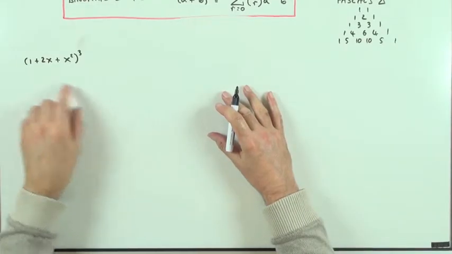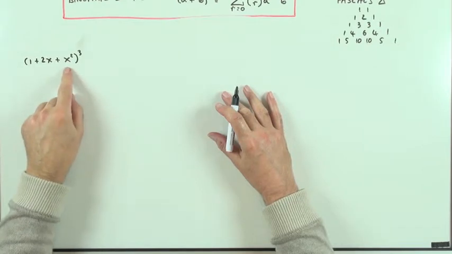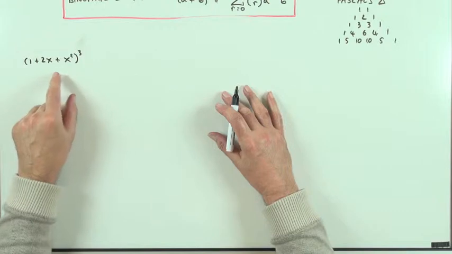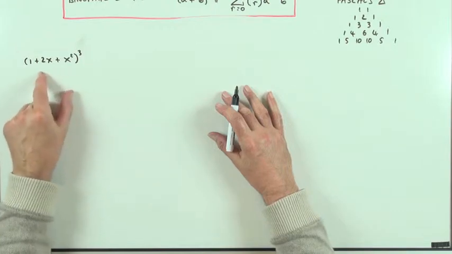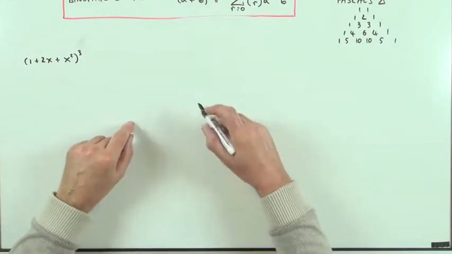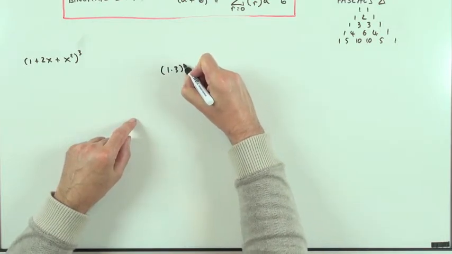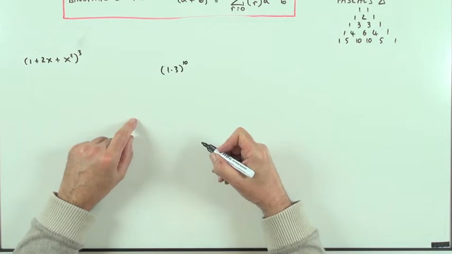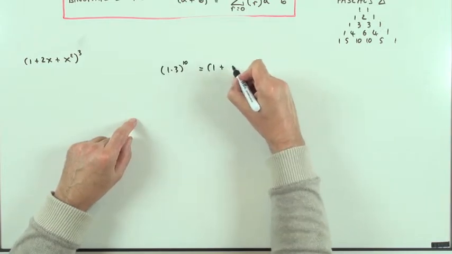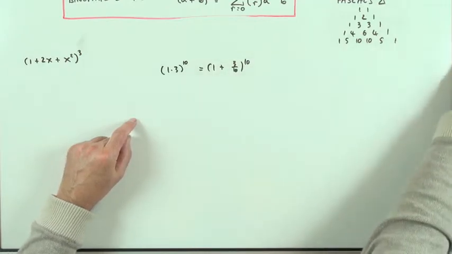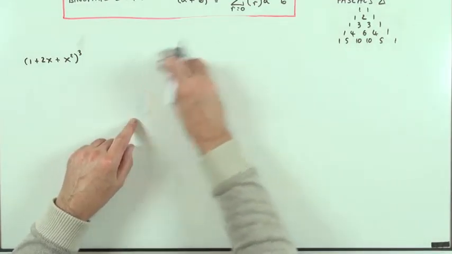So, one last example. What happens if inside the bracket there's more than 2 terms? Well, it's simple. You just have to group them into 2. It'd be the same if there was only 1 term in the bracket and you wanted to use it. If, for instance, you had something like 1.3 to the power 10, you could split that into 1 plus 3/10 to the power 10, if it was needed for some reason.